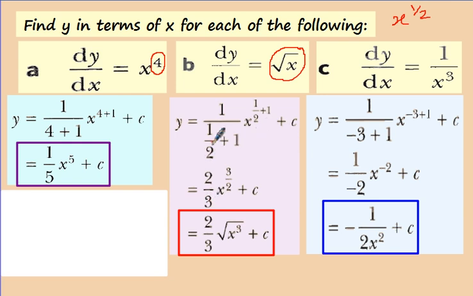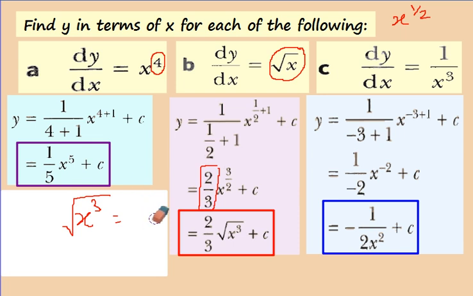Same thing. So 3 upon 2, and when 3 upon 2 goes up, it becomes reciprocal. So it becomes 2 upon 3. 1 upon 3 upon 2 means 1 into 2 upon 3. So that way we have done it. So we easily got 2 upon 3 x raised to 3 upon 2 plus c. And this can be said x cube, the square root. It means x raised to 3 upon 2. So upon 2 I have made square root, and upon 3 I can make cube.